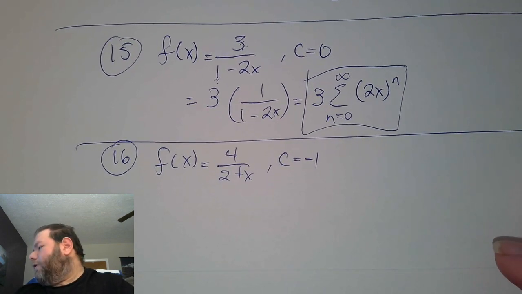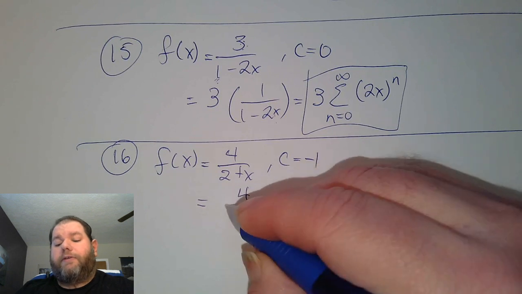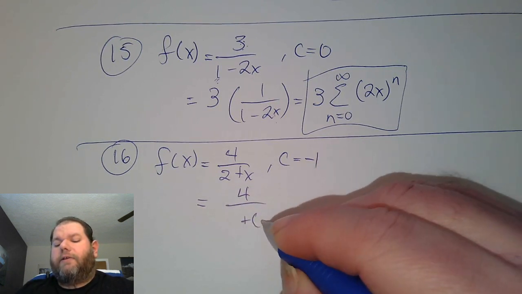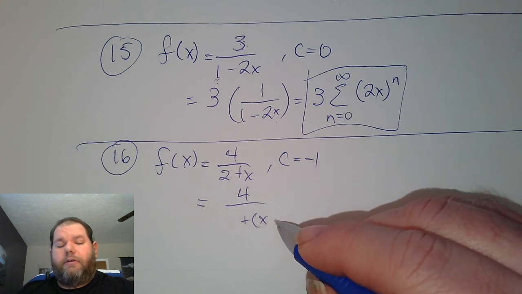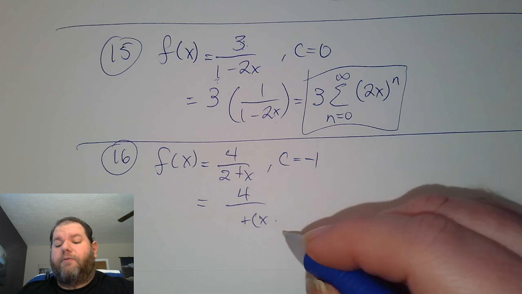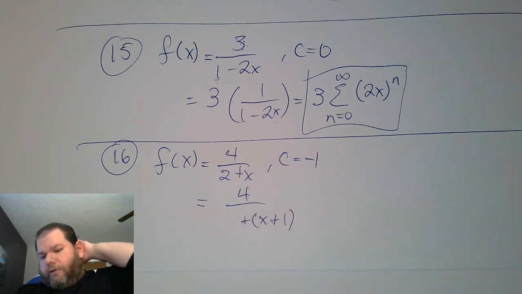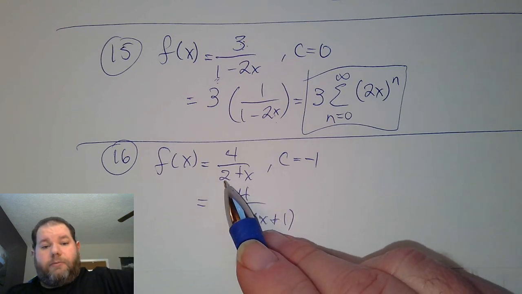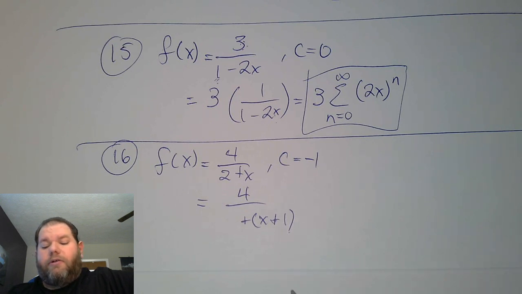Well, if it's centered at -1, okay, 4, we know that's going to be the numerator. We're going to have x minus the center right here. So x minus negative 1 would be an x plus 1. So the question is, how does this first number have to change to accommodate that extra number we've added here?